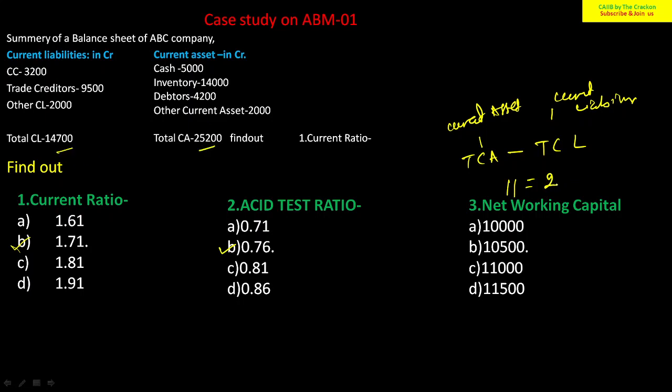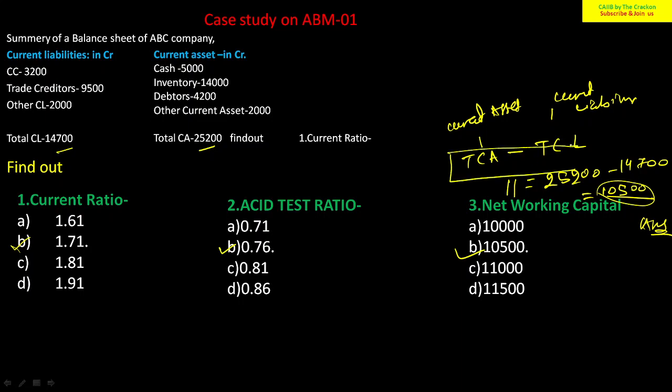So it's like 25,200 minus 14,700. So the answer will be 10,500. See here, this is the answer. Okay, so option number B is the correct answer. Okay, so very easy one, just remember the formula.